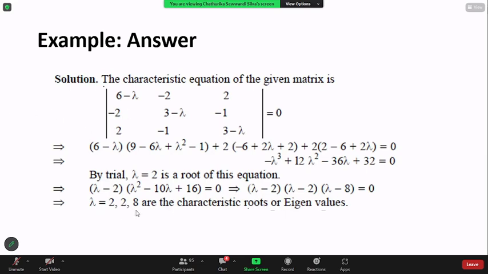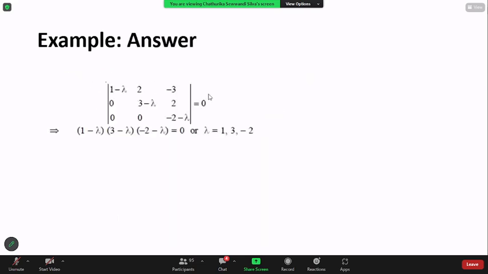Here the principal diagonal elements and the lambda values are different. But in the other case, the principal diagonal elements and also the lambda values which we obtained through calculation are both the same. There are some cases like that.